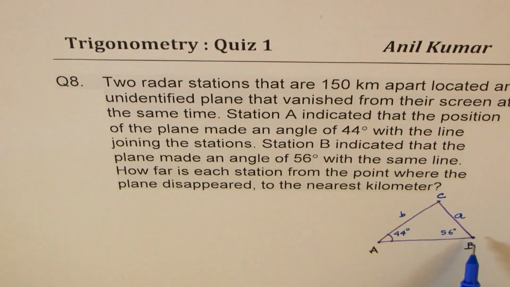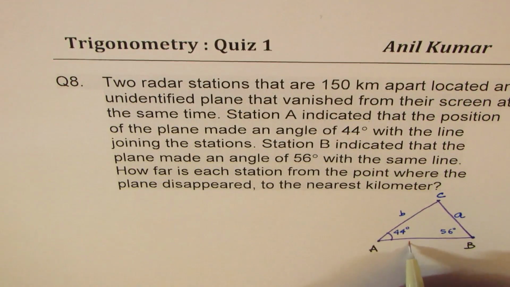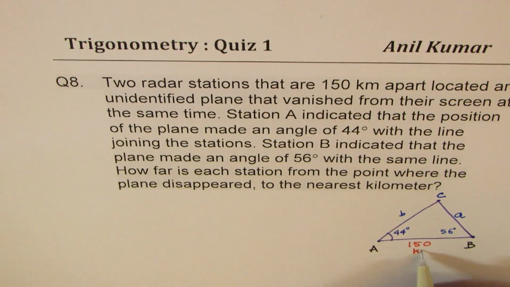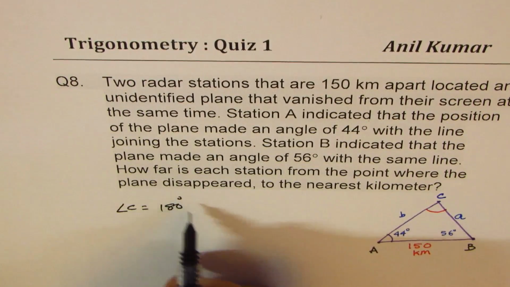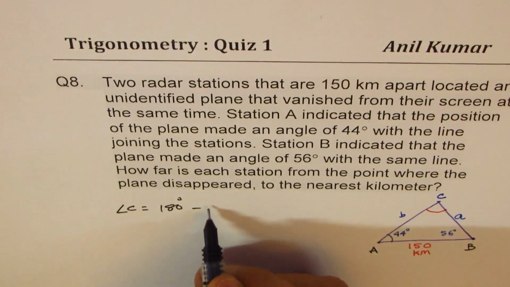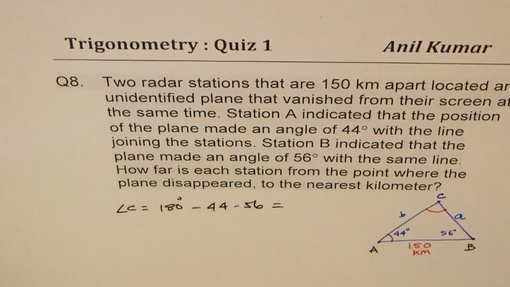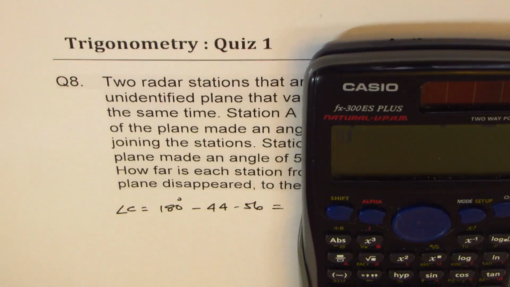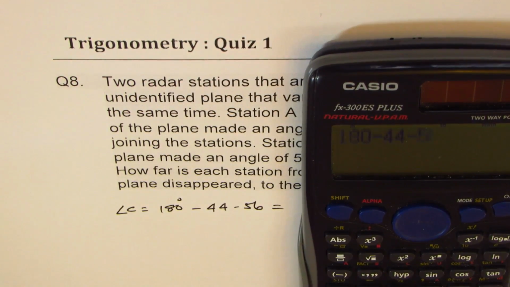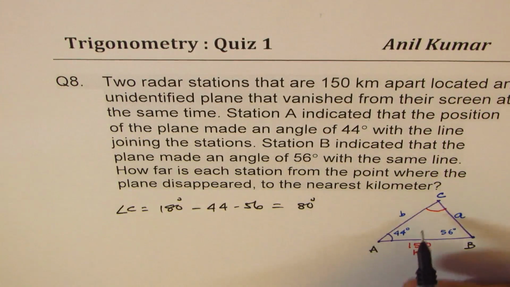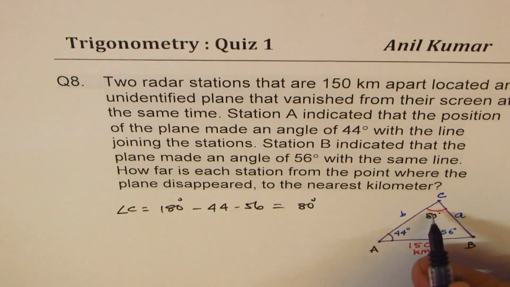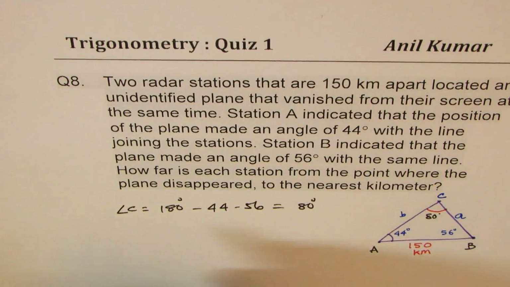Now in this particular case, we are also given the side between A and B, that's important, 150 in kilometers, correct? So let's find the angle C first. So angle C is equal to 180 degrees, which is the sum of three angles in a triangle, minus 44 minus 56. 180 minus 44 minus 56 is equal to 80 degrees. So once you have this combination, you can use sine law. So we'll apply sine law.